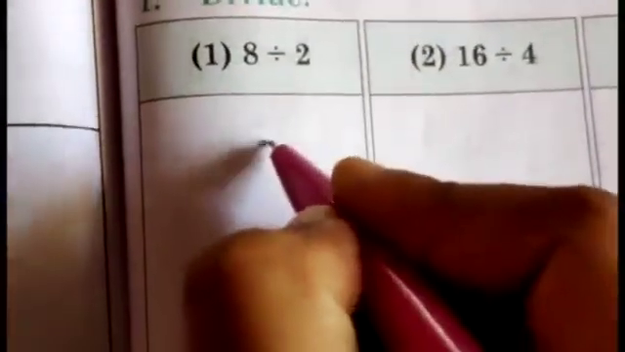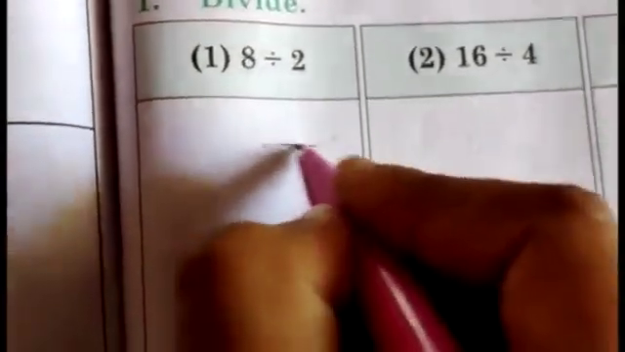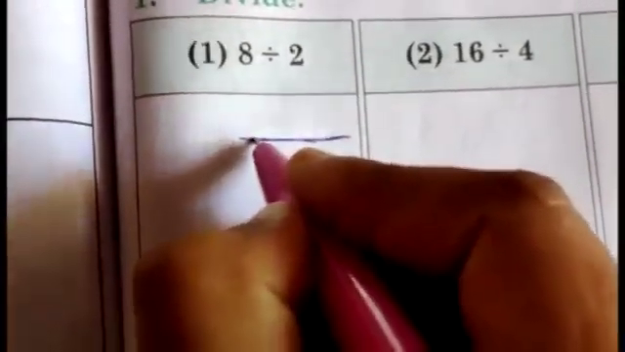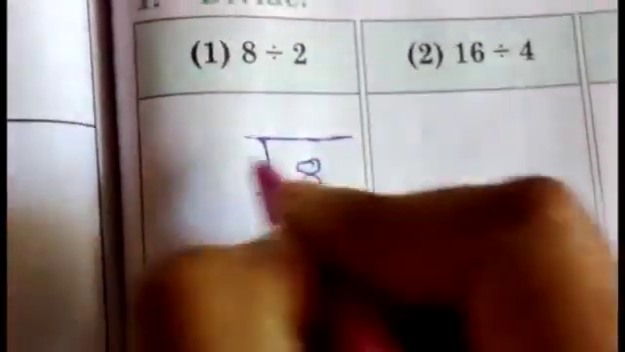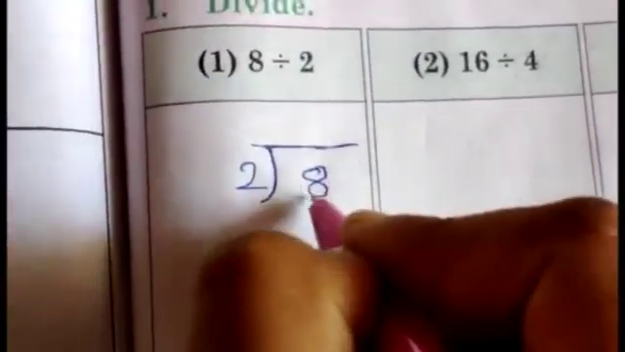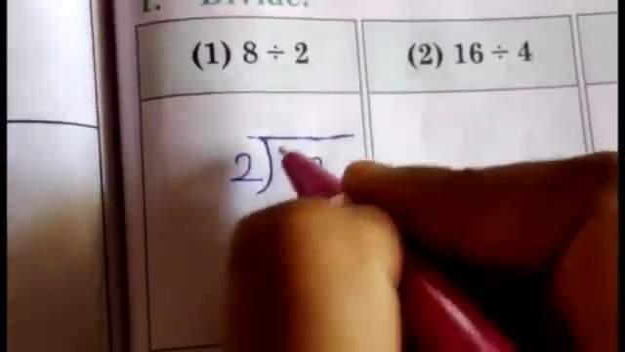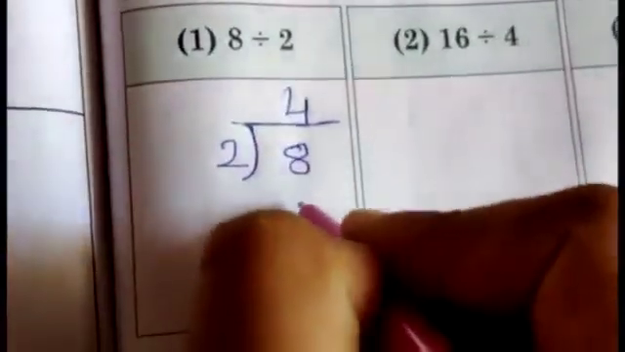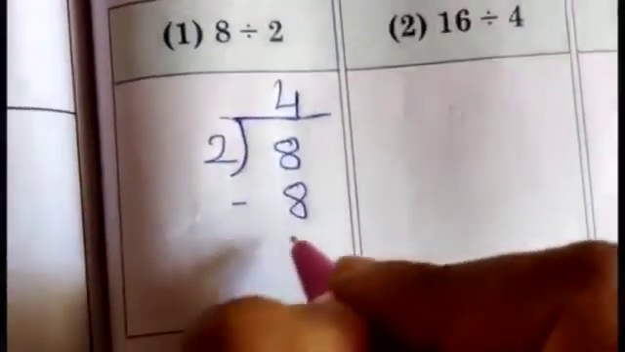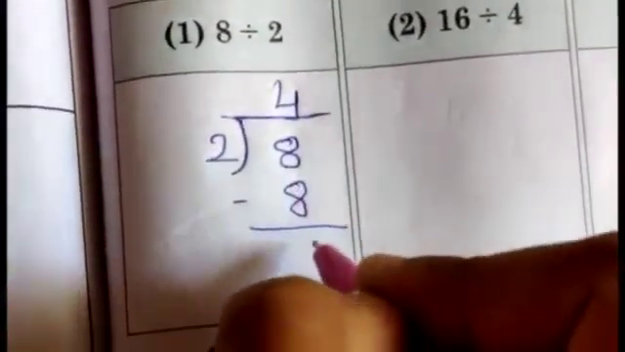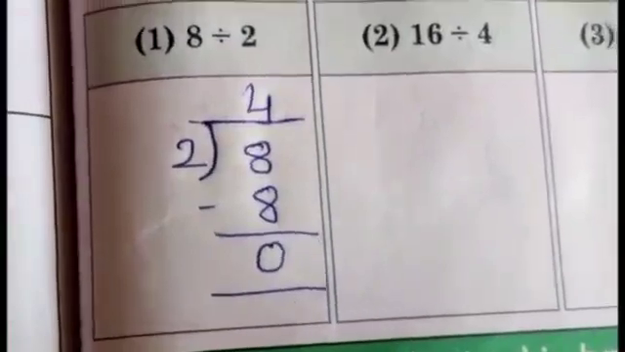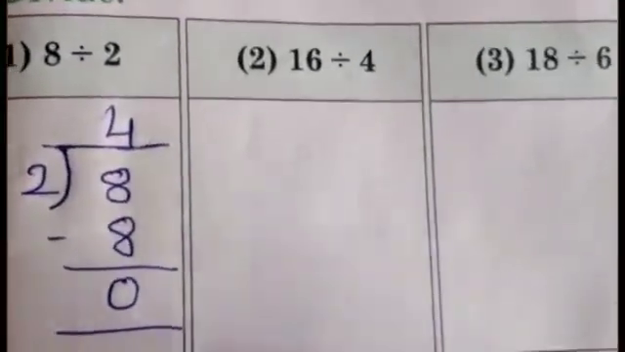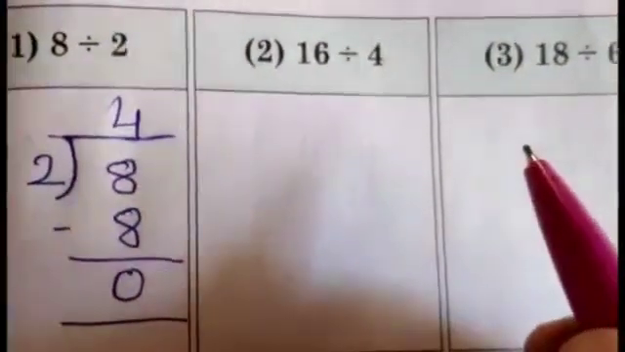Now how you are supposed to write it? 8 is a dividend, 2 is a divisor. Is 8 divisible by 2? Yes. 2 4s are 8. 8 minus 8, 0. Answer is over. Is this clear?